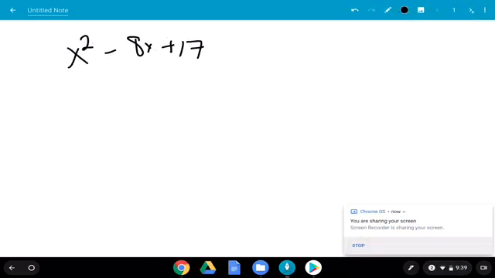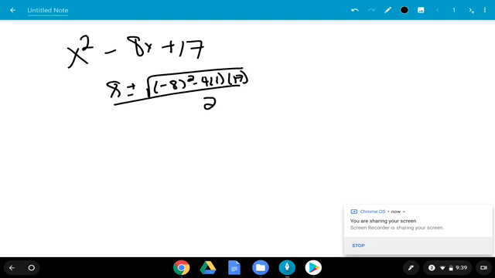Here you will see that not all the equations can be solved. So let's look at it more closely. You have positive 8 plus or minus the square root of negative 8 squared minus 4 times 1 times 17 all over 2. When you look at the equation more carefully, you will see that negative 8 squared is 64. But you're subtracting 4 times 17, which is 68, which leaves you with a negative square root, which is not possible. So therefore, you are left with no solution.